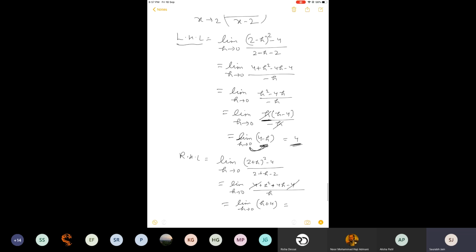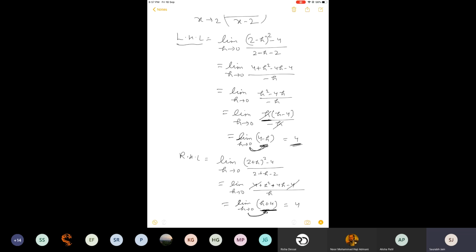Once again, the value of the function is not 4. The function is approaching 4. Why? Because when h is tending to 0, this is some very small positive number. So it will be 4.0001. Instead of this, we write 4 because limit is written here.